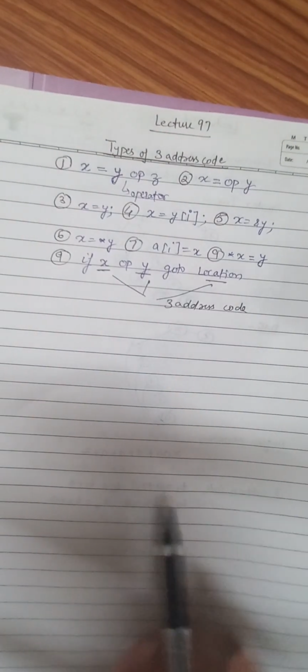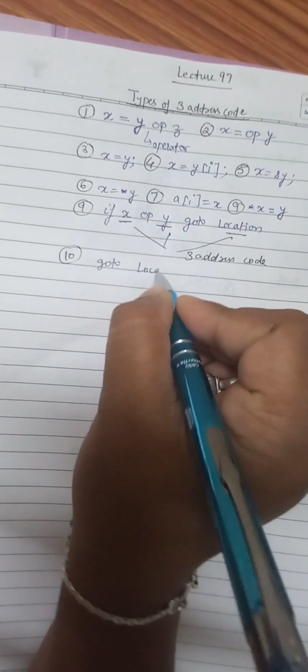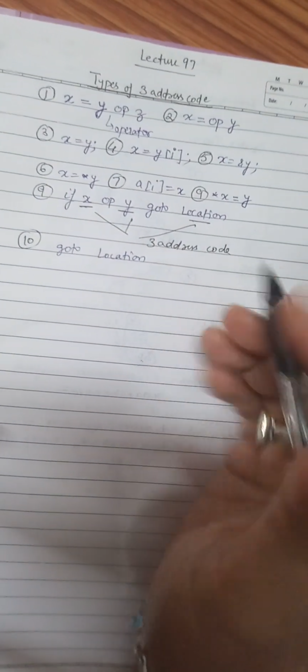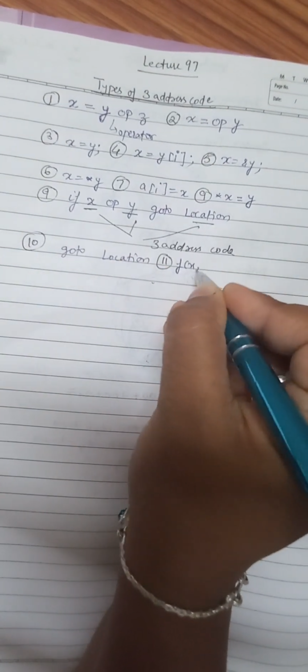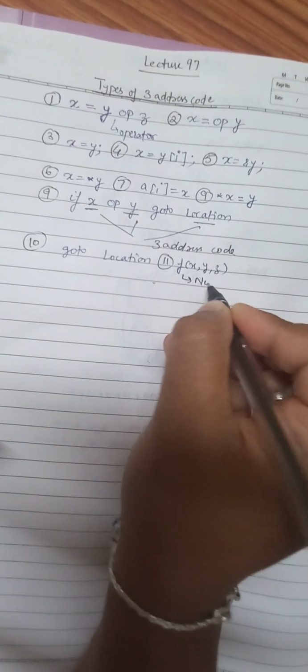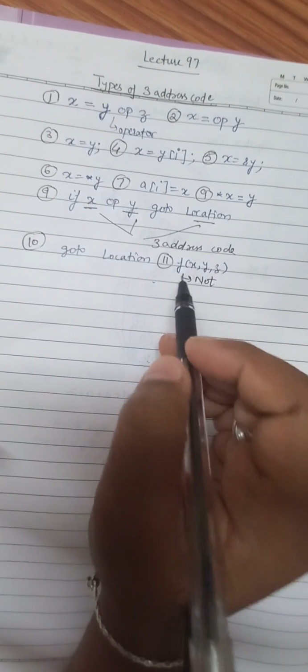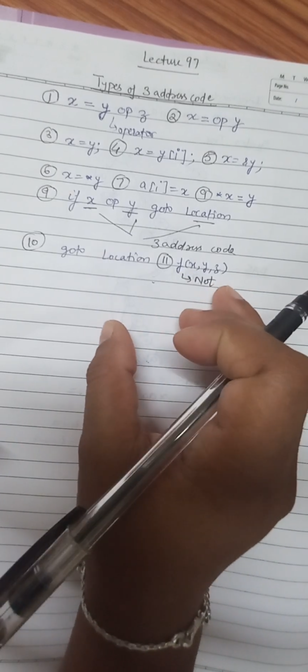What can be next possible? The next example is the go to location. Go to a particular location. That can also come under three address code. The next one, if it is written like this, function x, y, z, that is not three address code. Why? Because there are three variables x, y, and z, and the function itself is having one address. So that is not three address code.